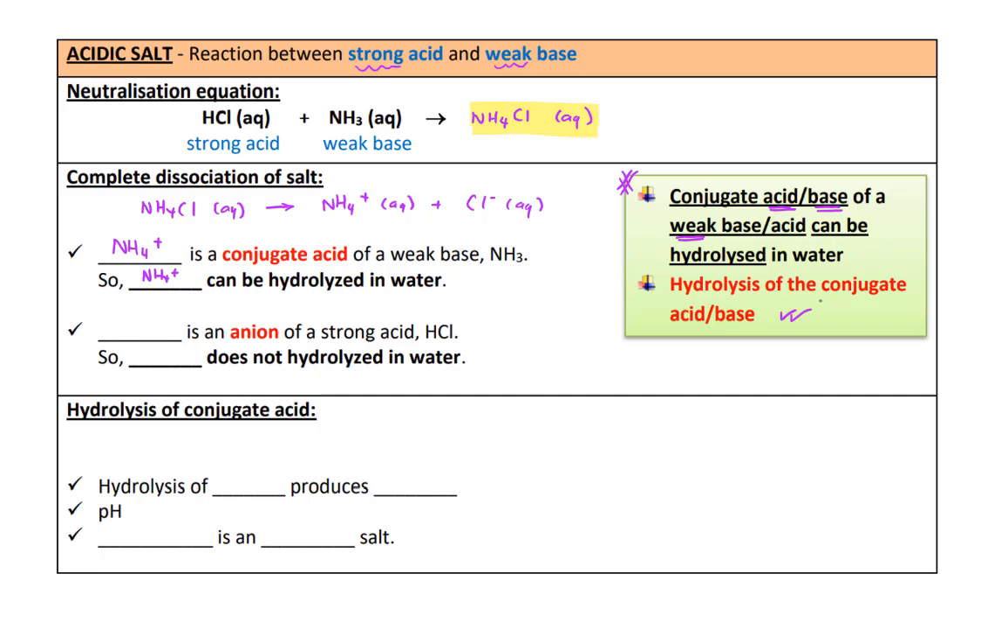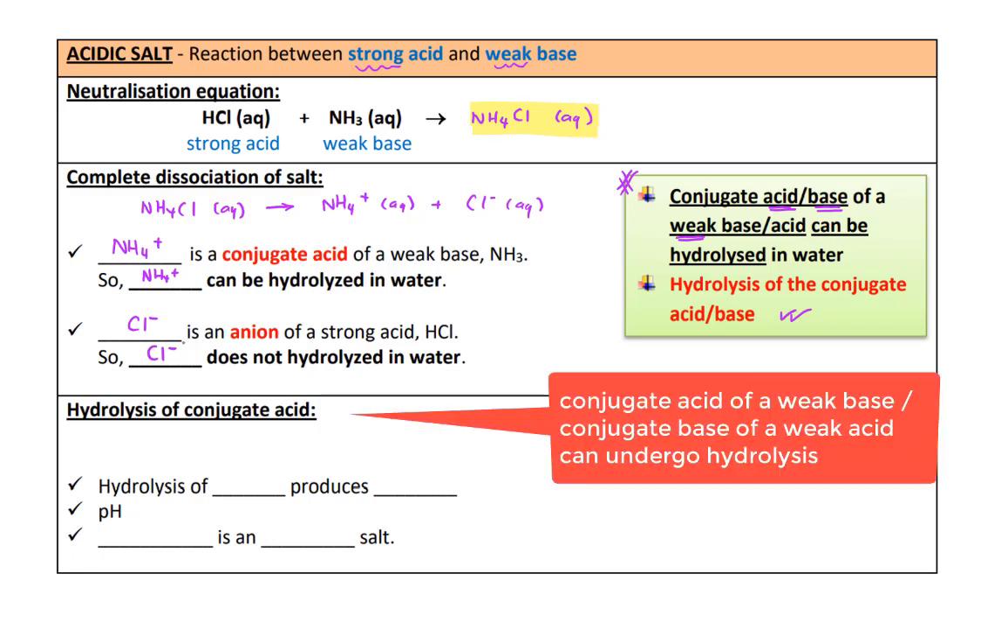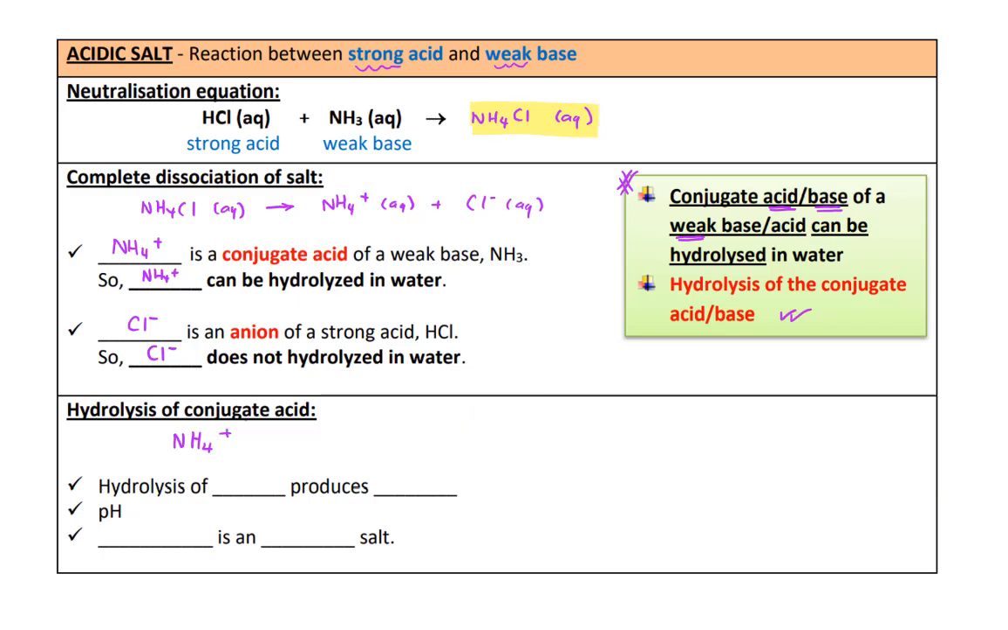And then the second ion you get from this dissociation is Cl-. Cl- is from a strong species, so it will not hydrolyze in water. Since you have your conjugate acid, we are doing the hydrolysis of this conjugate acid. In this case, the conjugate species is NH4+. It will react with water, H2O liquid.